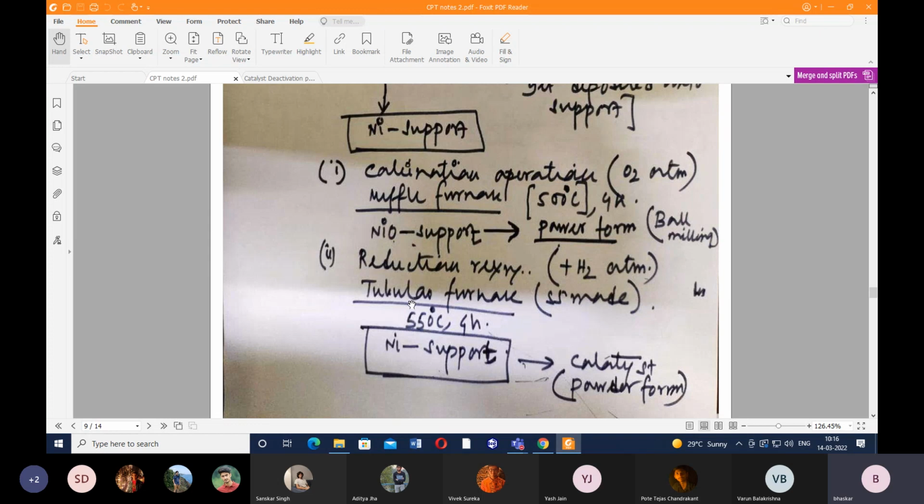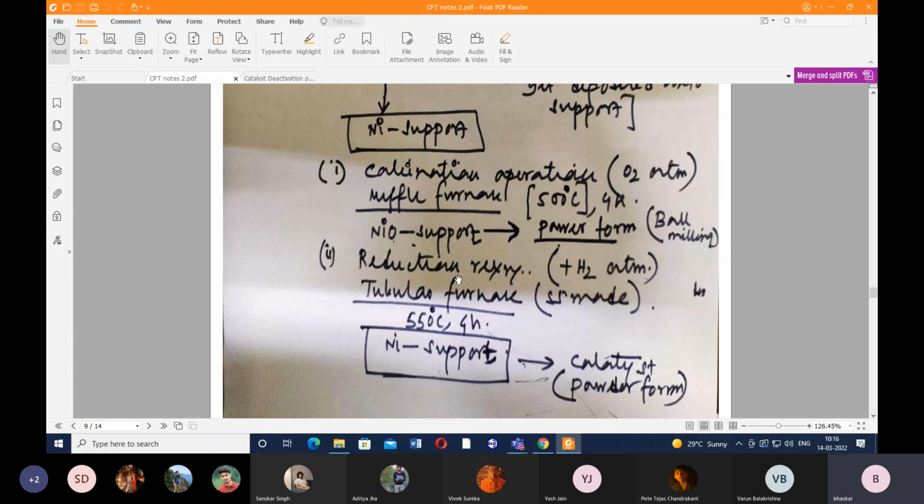So the reduction operation is performed in a horizontal furnace, and inside that furnace there is a tubular reactor. The tubular reactor is made up of high grade SS. Sometimes this is called an Inconel reactor. Inconel reactor means a high grade stainless steel made reactor.